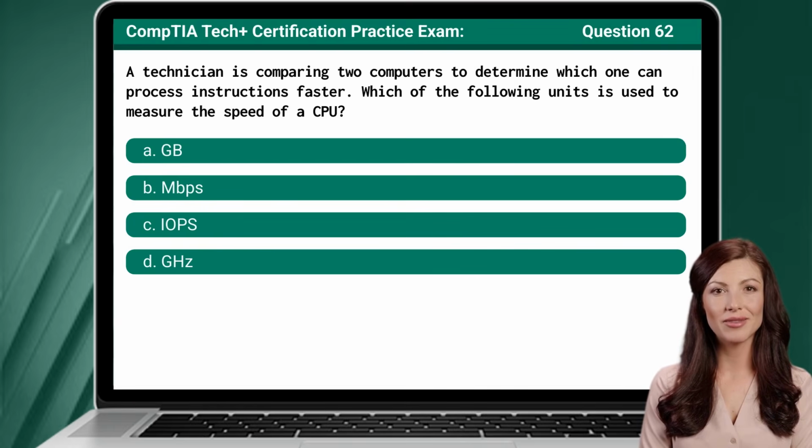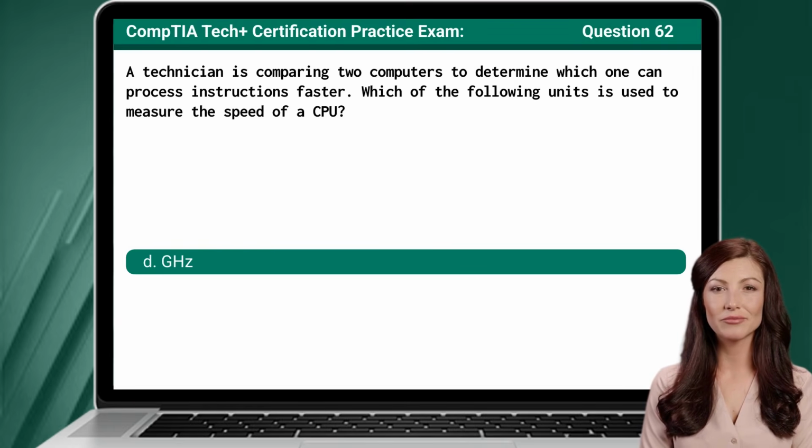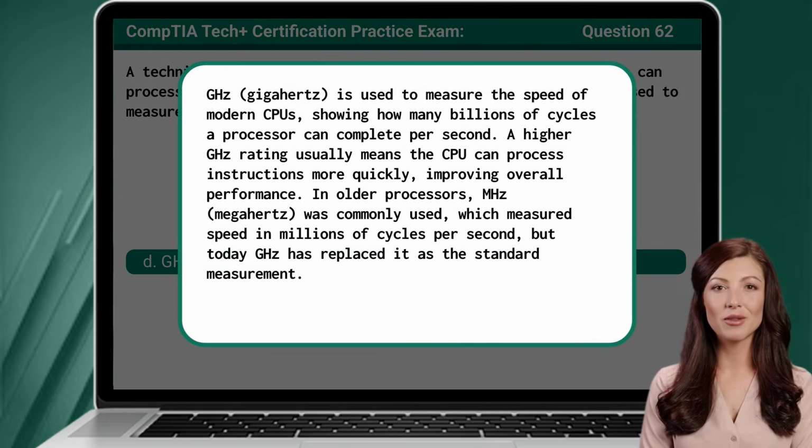The answer is D. Gigahertz. Gigahertz is used to measure the speed of modern CPUs, showing how many billions of cycles a processor can complete per second. A higher gigahertz rating usually means the CPU can process instructions more quickly, improving overall performance. In older processors, megahertz was commonly used, which measured speed in millions of cycles per second, but today gigahertz has replaced it as the standard measurement.